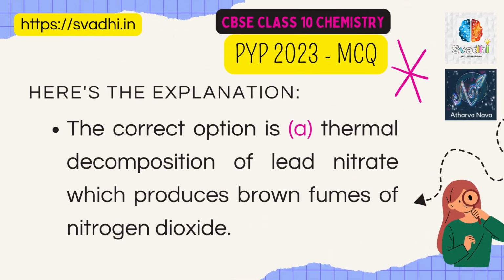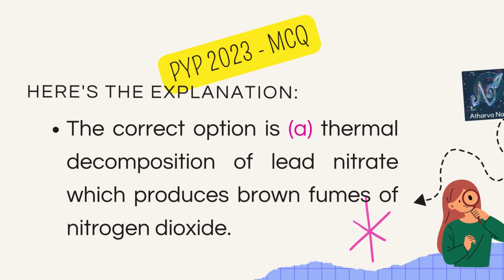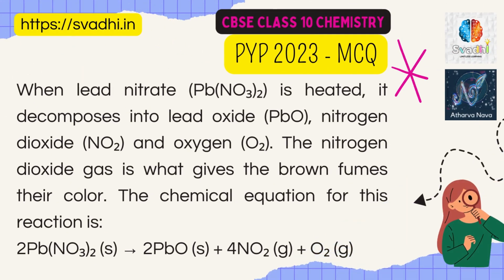Here is the explanation. The correct option is A. Thermal decomposition of lead nitrate which produces brown fumes of nitrogen dioxide. When lead nitrate, Pb(NO3)2, is heated, it decomposes into lead oxide, PbO, nitrogen dioxide, NO2, and oxygen, O2. The nitrogen dioxide gas is what gives the brown fumes their color.